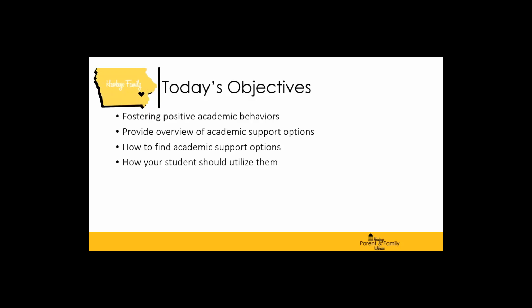The second thing is we're going to provide an overview of different academic support options on campus and share the different types, and then how to find what would be best for your student depending on what class they're in. And then lastly, how should your student utilize those services? So we'll give you some best practices and strategies of things for you and your student to talk about.